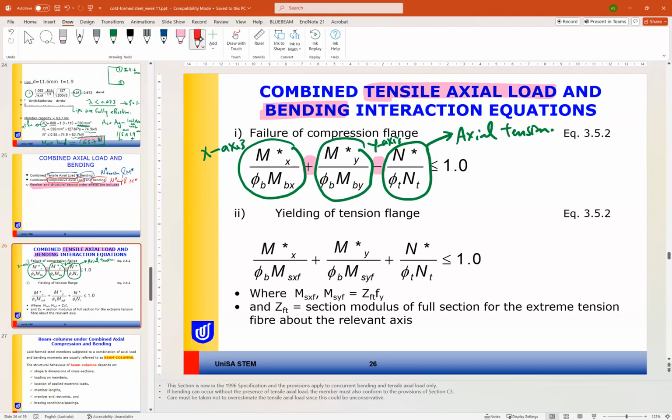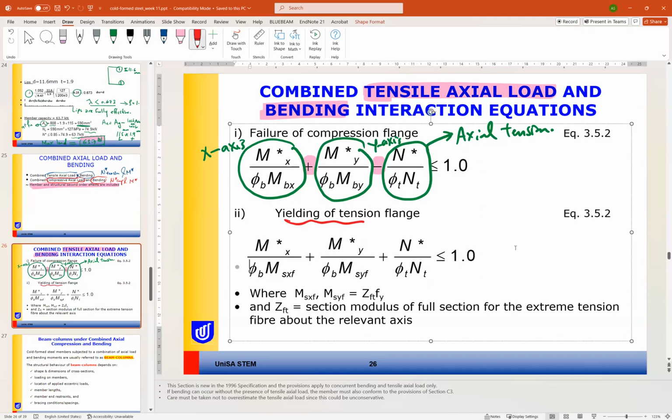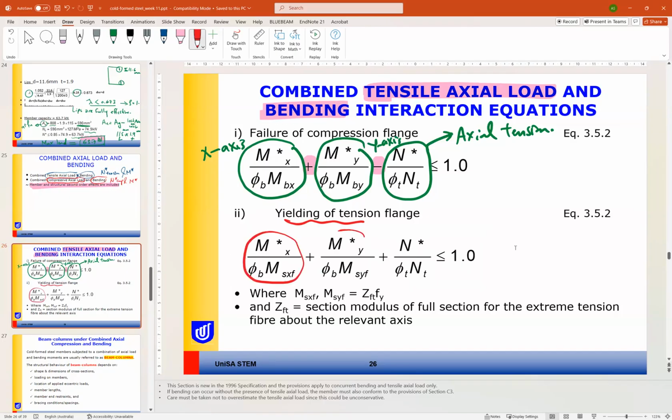The other possible failure mode is yielding of the tension flange, using this formula here, because this is about yielding of the tension flange. So we have three components of the formula as well.